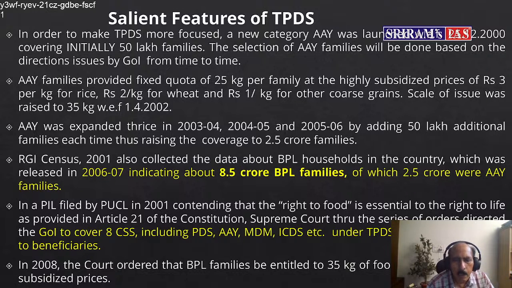AY families continued as such in the NFSA also, as it was continuing under the TPDS system. The AY system has not changed. The entitlement of AY also has not changed. But the entitlement of the priority household has been slightly reduced. Earlier it was 7 kg per head. It was reduced to 5 kg per head under the priority household. The APL category is altogether excluded under the NFSA. So only two categories are there under the NFSA, that is, the priority household and the AY families.